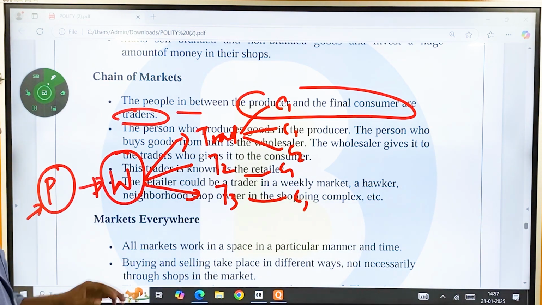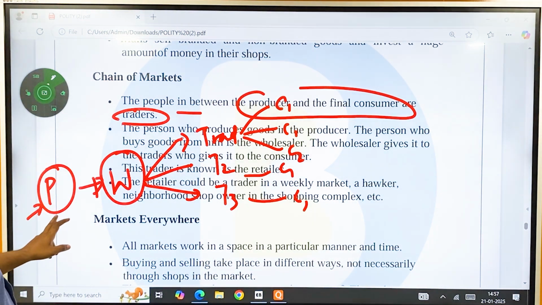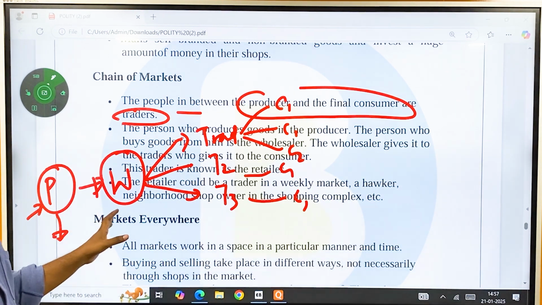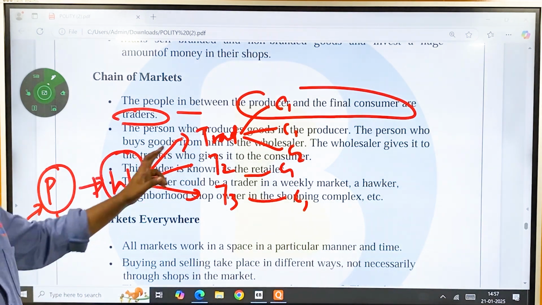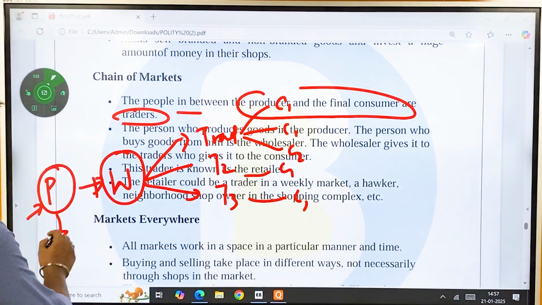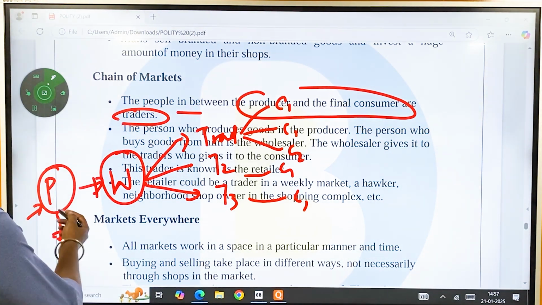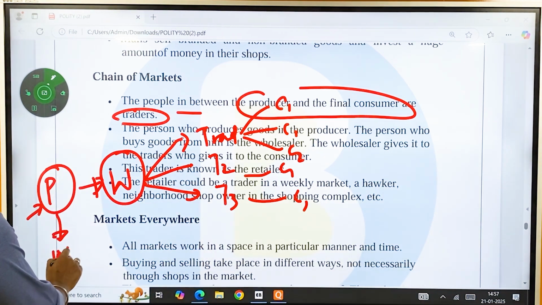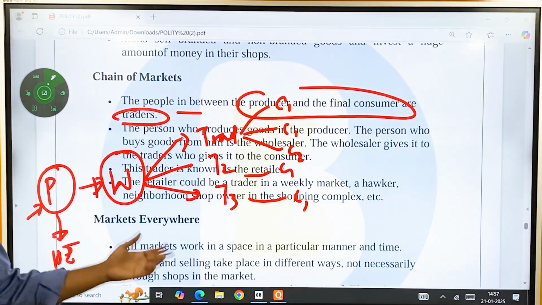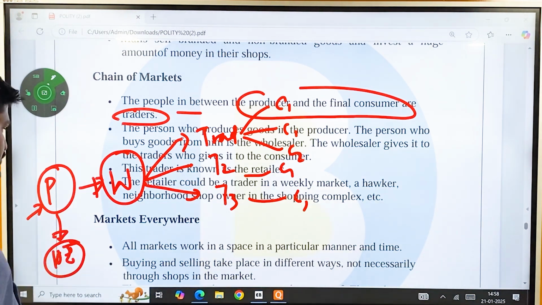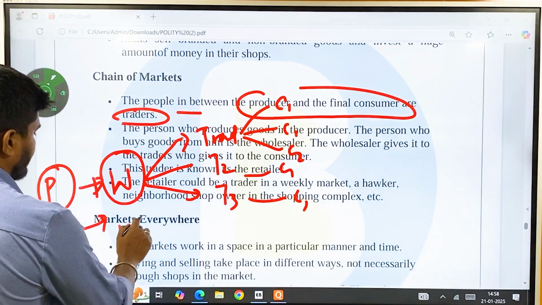As you can see, the cost at which the producer sells to the wholesaler is different from what the wholesaler sells to the trader, and from what the trader sells to the consumers. Generally, if the producer's cost is 10 rupees, the producer is going to sell it to the wholesaler at 15 rupees.